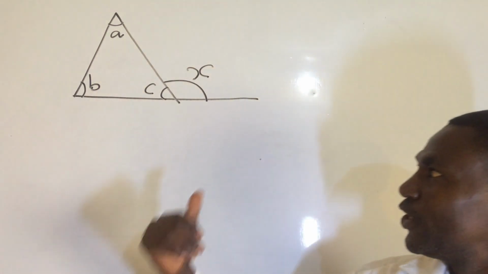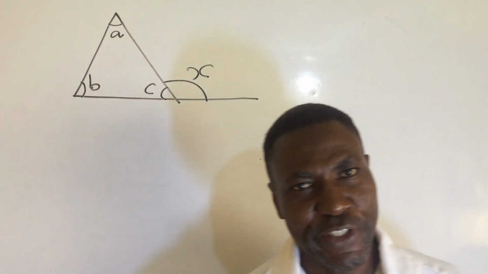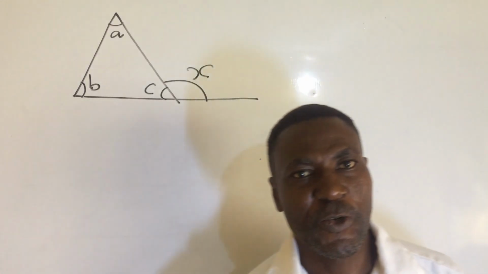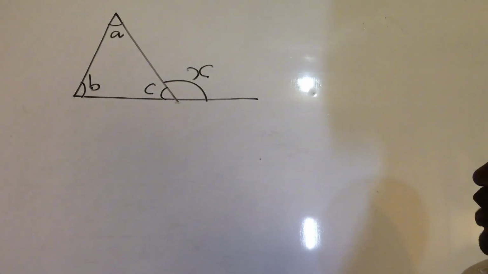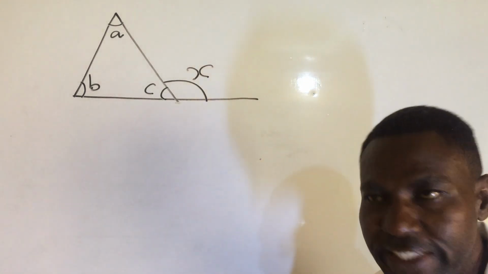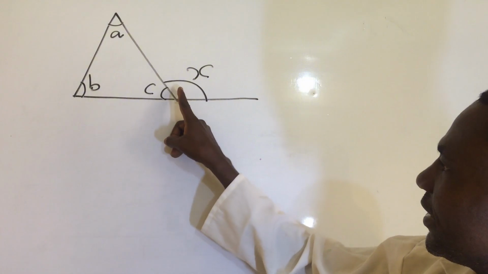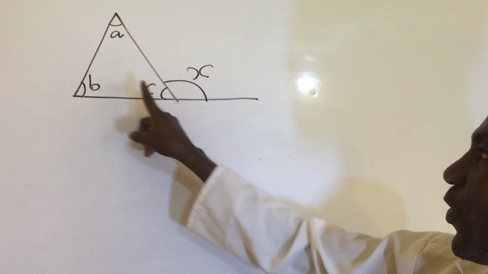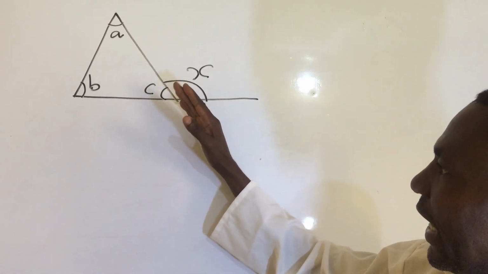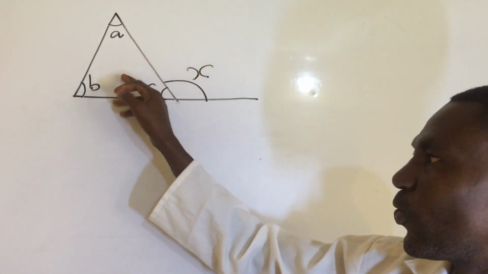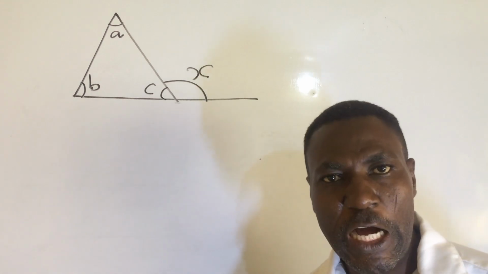Now this diagram on the board is the law on the exterior angle of a triangle. The theorem says that this is an exterior angle of a triangle. This is a triangle, and here is the angle outside the triangle. We call it an exterior angle.